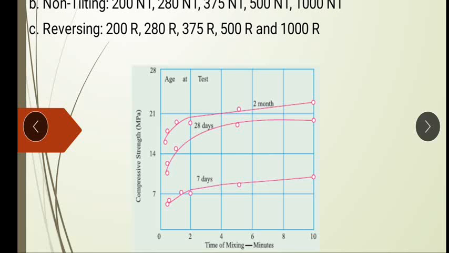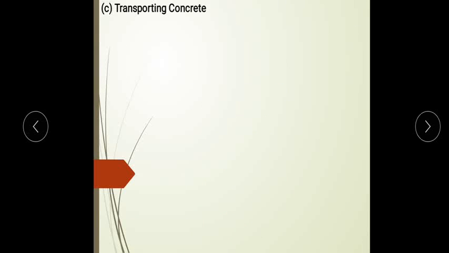In this graph we can get a basic idea about the time of mixing. If we mix for a large amount of time, we may get a basic idea about the compressive strength. Compressive strength varies with respect to the time of mixing. If we mix in a better way, we may get a good strength and a good concrete.